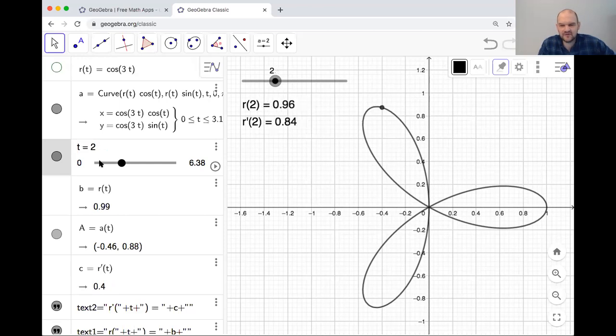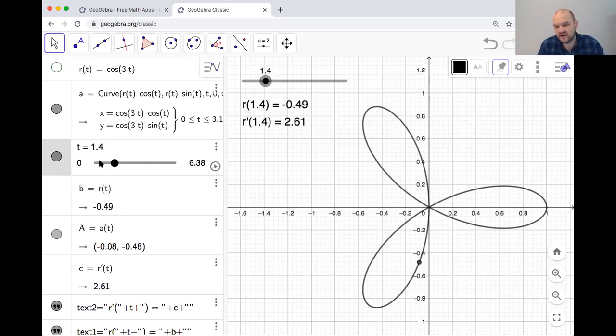Now what's happening over here is, going forward, r prime changes from negative to positive. It's a minimum. Graph the rectangular version of r prime, and you will see r prime is going from negative to positive. Graph the rectangular version of r, and you will see that it has a relative minimum there, but it's the farthest you ever are from the pole.